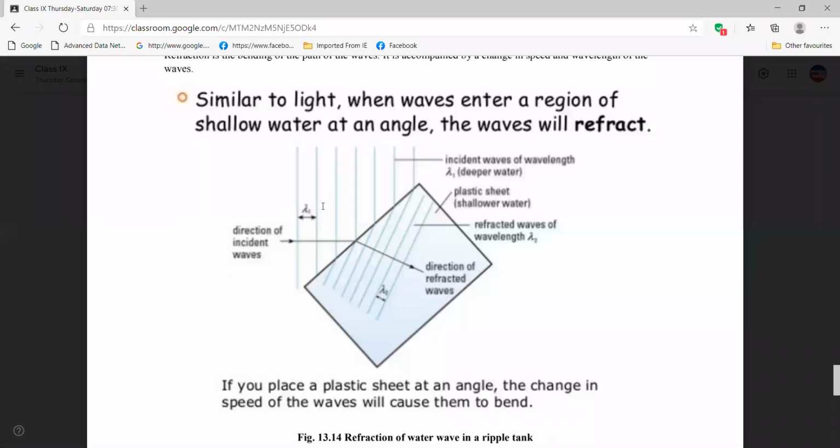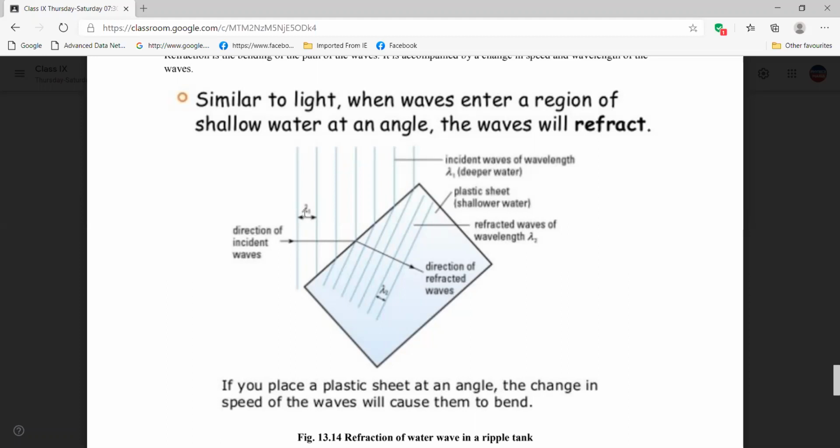Look, the plane wavefront we have here, there is a bigger gap. This gap is labeled with lambda 1. That means this wavelength is greater. We can say lambda 1 is greater than lambda 2. After refraction, you see lambda 2, it is a smaller gap. So this one is showing us smaller wavelength. If the speed decreases, that means wavelength also decreases.